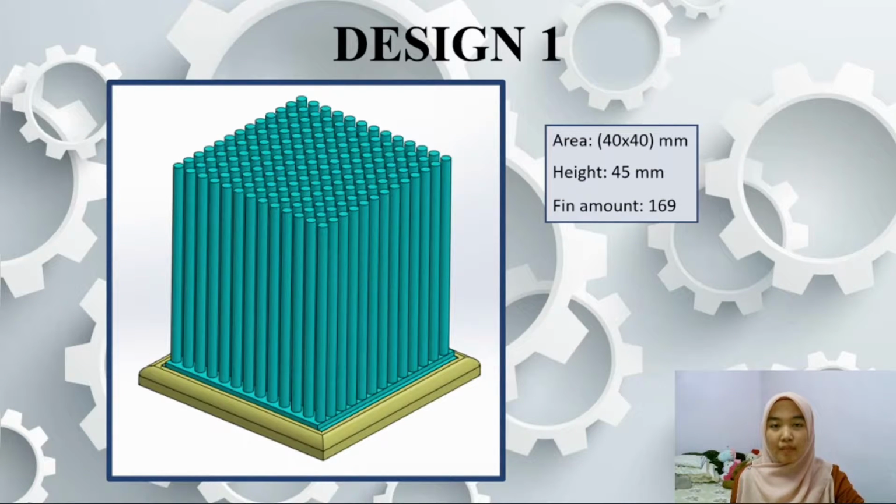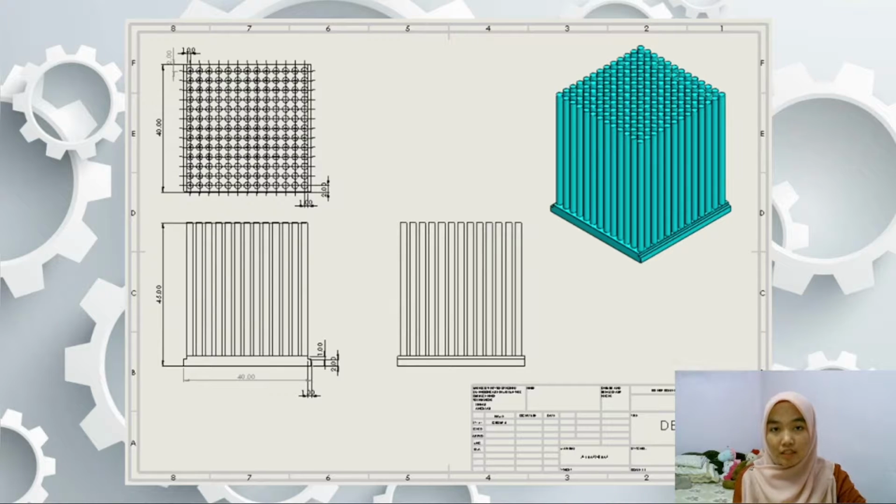We'll be explaining about the designs of a surface that we create for this group assignment. So for design 1, the blue color is the fin surface, while the yellow color is the chip that we attach the fin surface to. So the area is 40 times 40 millimeter, height 45 millimeter, and the fin amount of this design 1 is 169. This is the detailed dimension for design 1.